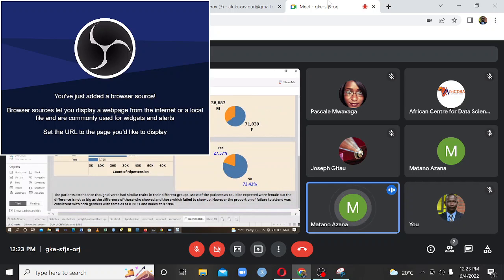So in conclusion, I concluded that the patients, though diverse, had similar traits in the different groups. Most of the patients, as could be expected, were female, but the difference is not as big as the difference between those who showed and those who failed to show. However, the proportion of failure to attend is consistent with both genders, with females at the end of my presentation.